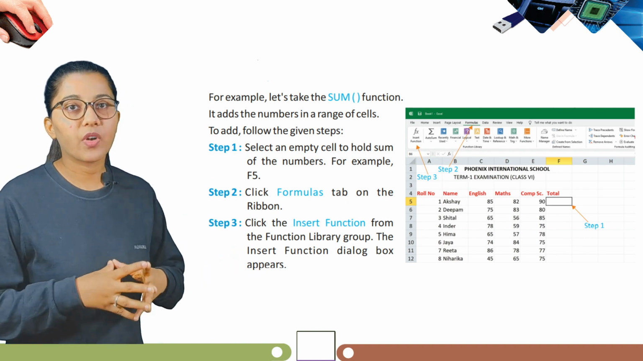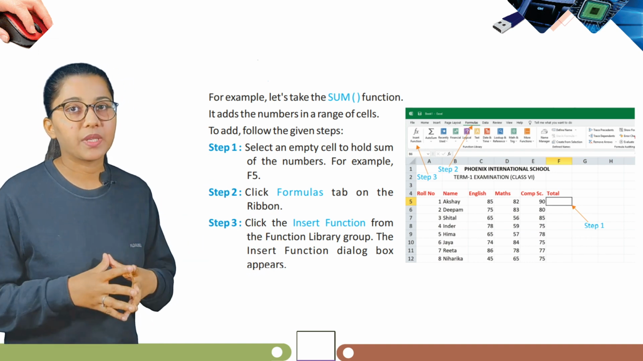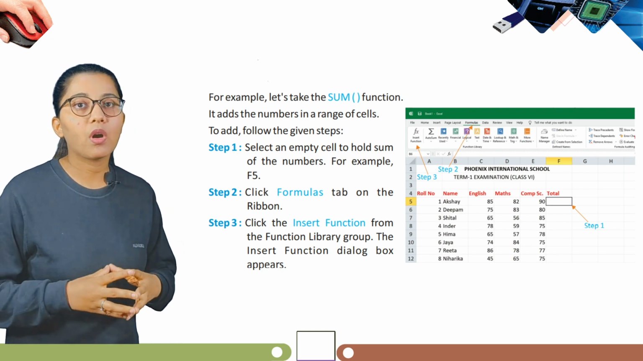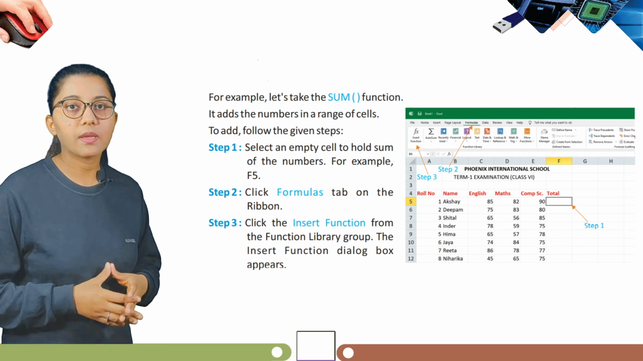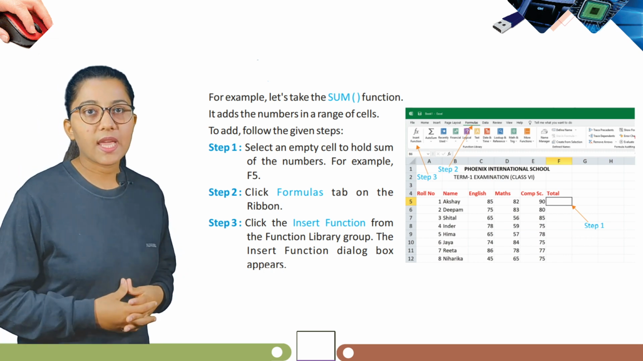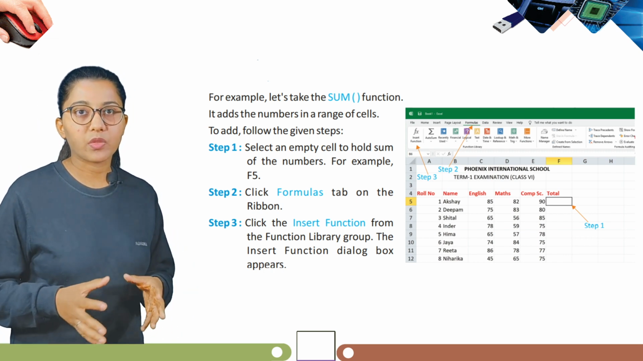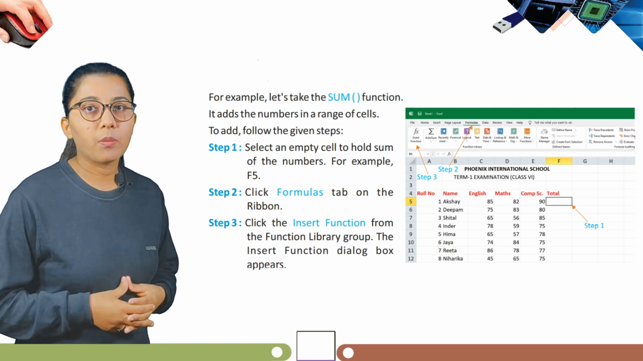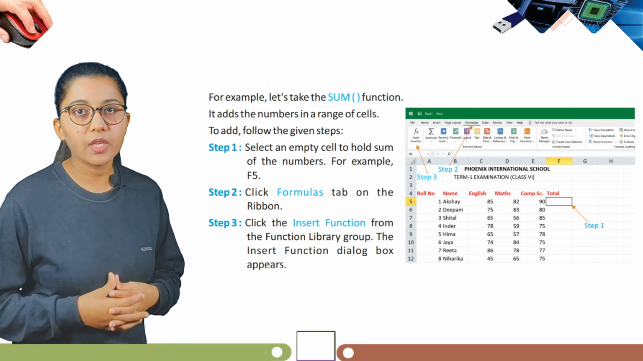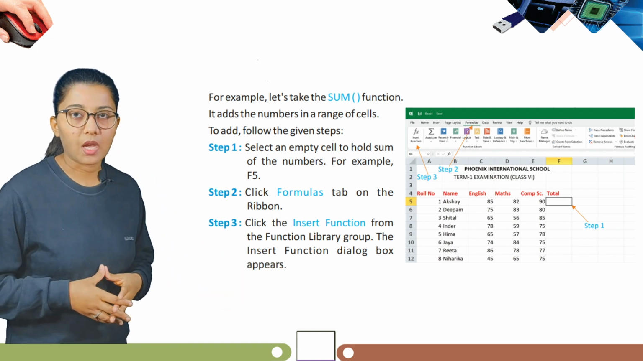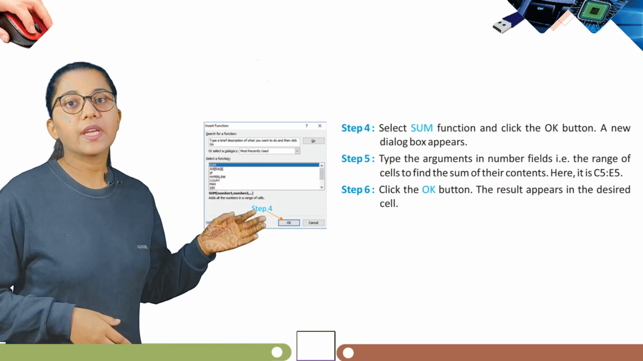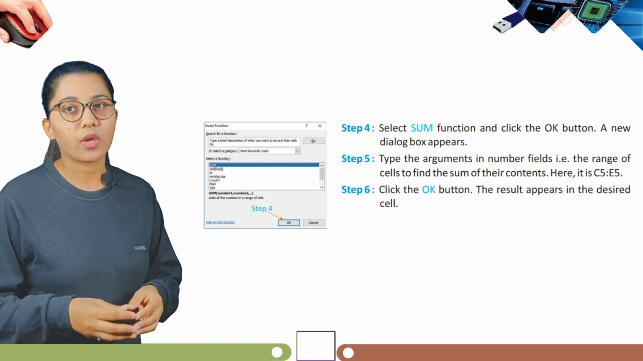Step 1 is select an empty cell to hold the sum of the numbers, for example F5. Now step 2 is click the Formulas tab on the ribbon. Step 3, click Insert Function from the Function Library group. The Insert Function dialog box appears. Now step 4 is select the SUM function and click the OK button.